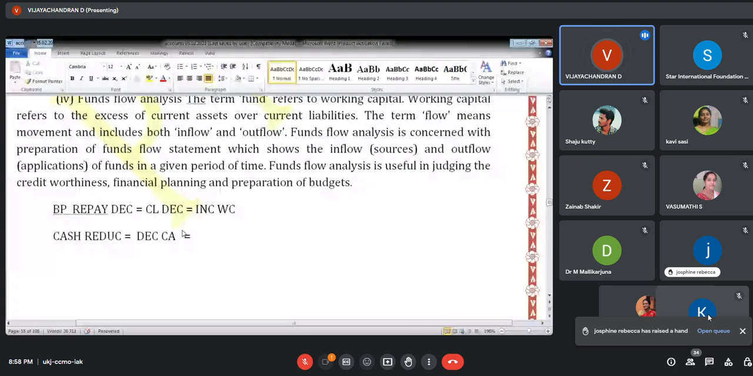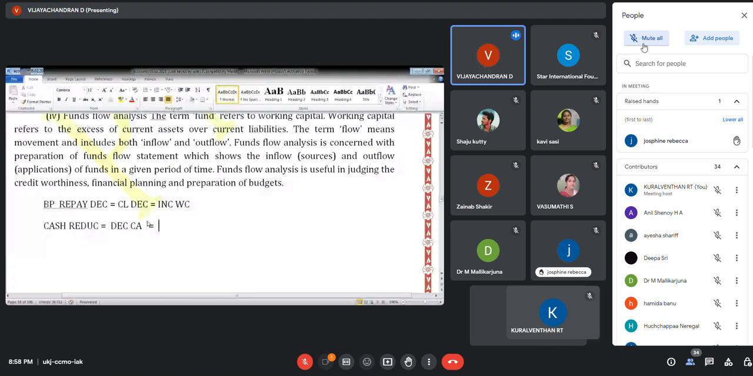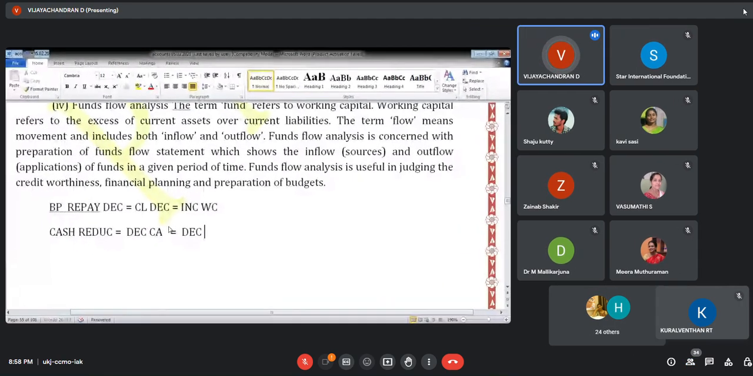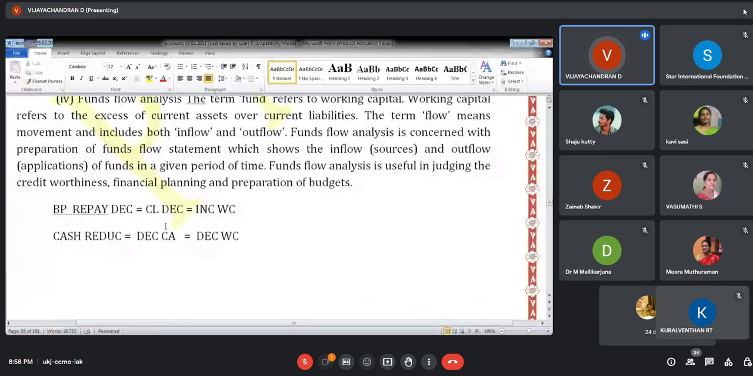Current liability, working capital, inverse relationship. Okay. So here it will be decreasing in working capital. So the increase in working capital and decrease in working capital will be adjusted. So what is your answer? No effect in working capital, no change in working capital. So that is the answer.